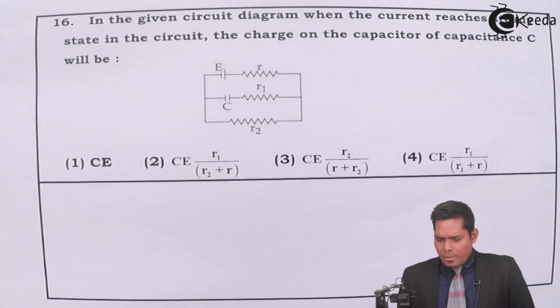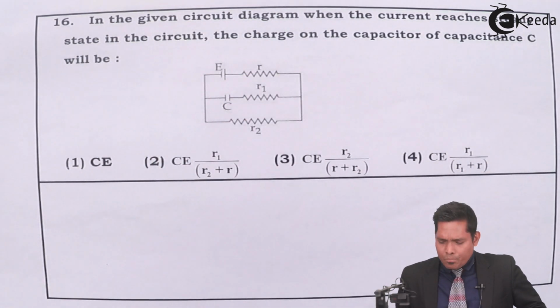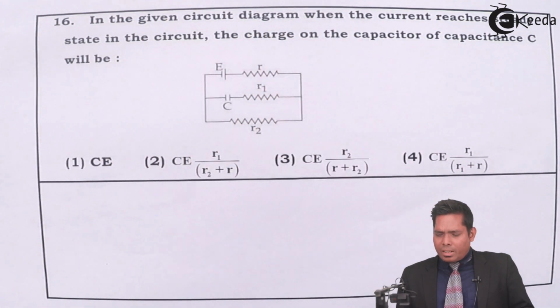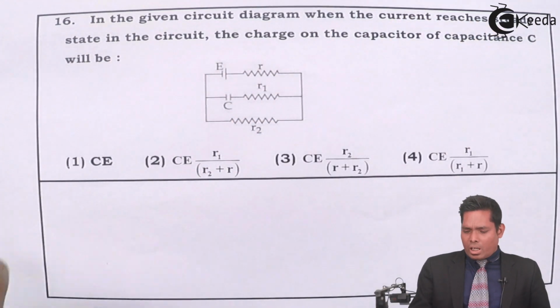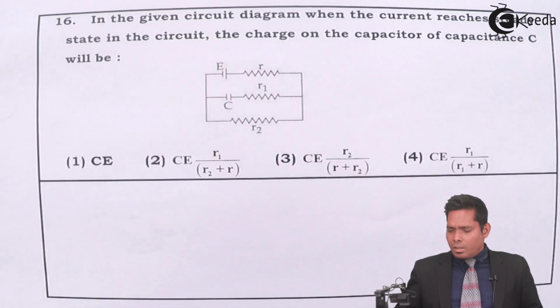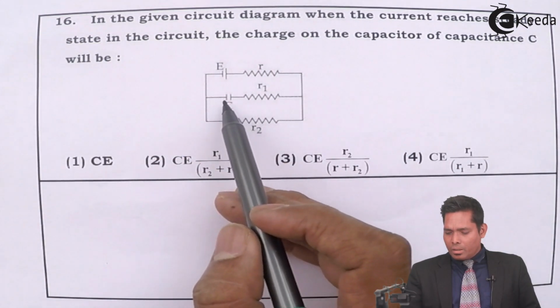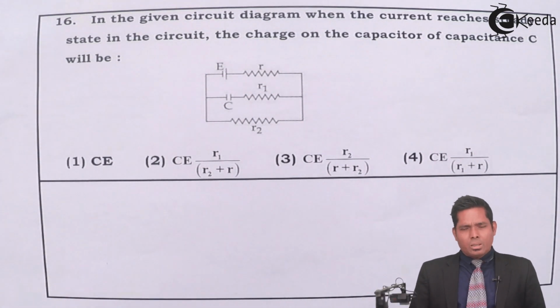This question is about the capacitor and resistor circuit, a CR circuit, and in the given circuit diagram, the question is: when the current reaches steady state in the circuit, the charge on the capacitor of capacitance C will be. So this is a question after steady state.